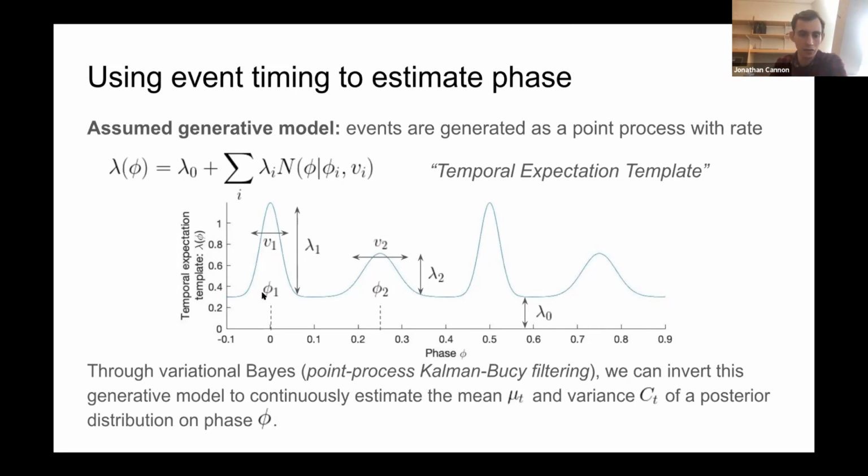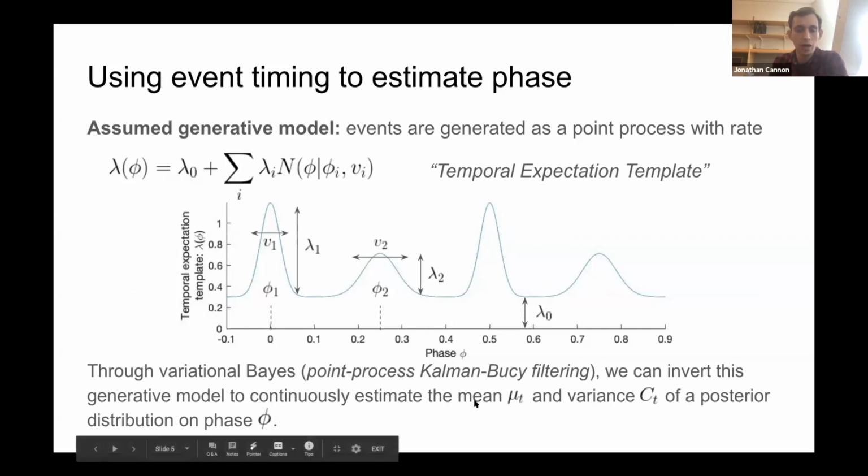Each one has a mean and a variance and a scale lambda. And then there's also this additional constant term, which says that events can happen that are not associated with a specific expectation at a certain rate. And that's the height of this function at baseline here.